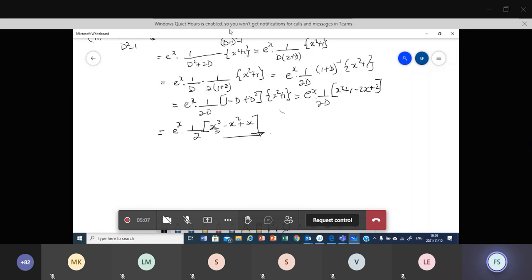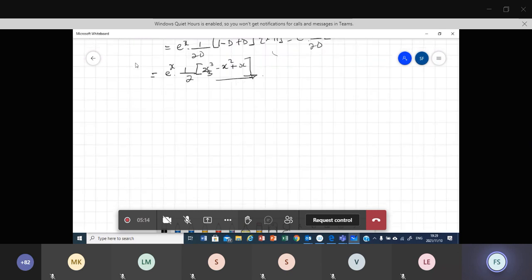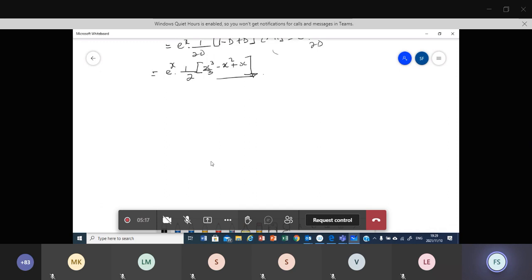Okay. Let's look at the very last one. Theorem 2. 1 all over d squared plus 4d plus 4 acting on 16x cubed a to the power 2x. Without any shadow of doubt, theorem 2.